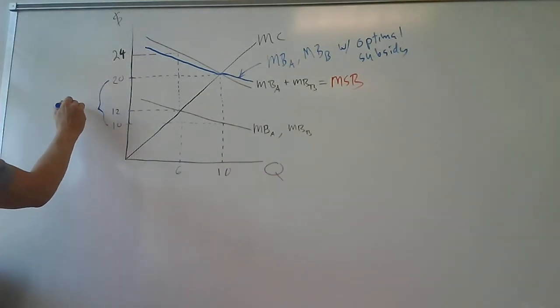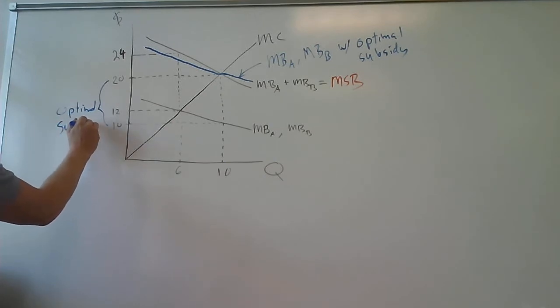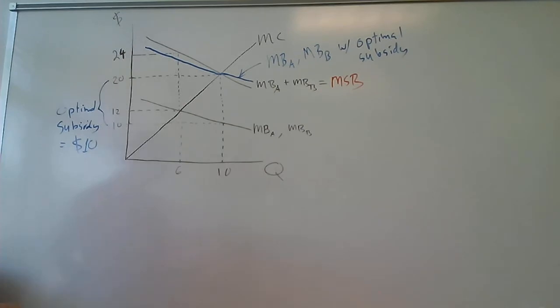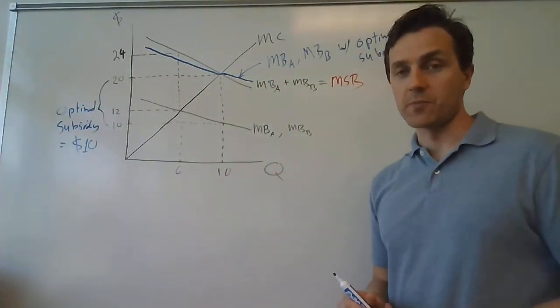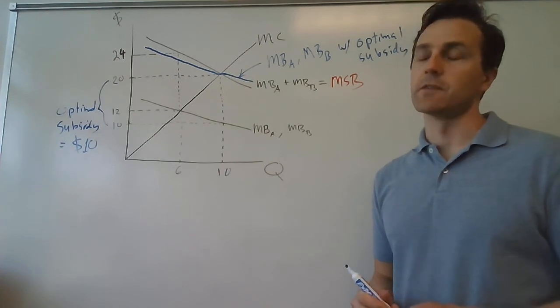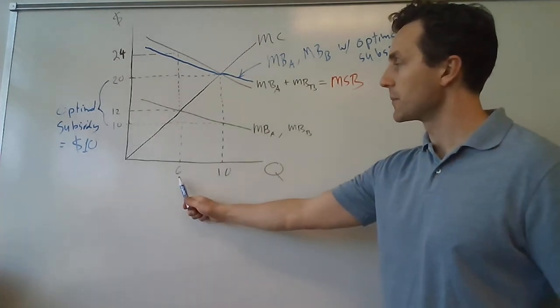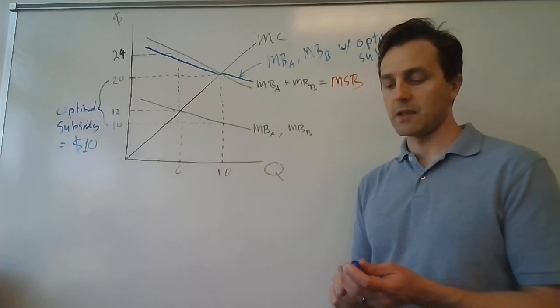So the optimal subsidy equals $10. And again, that would induce either of these people, A or B, to buy the socially optimal level of the public good. So they would increase the quantity from 6 to 10 and be at the social optimum.